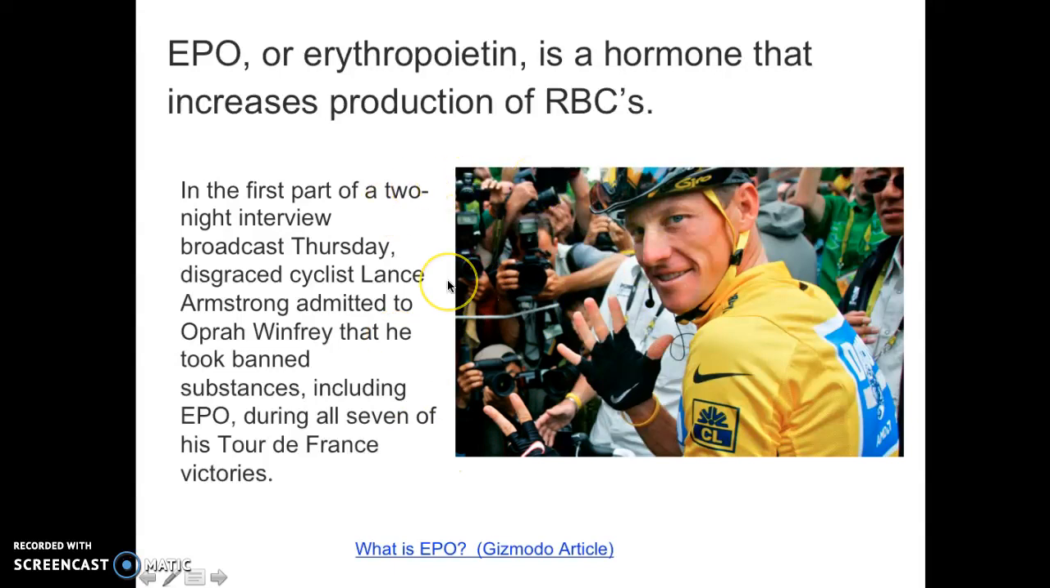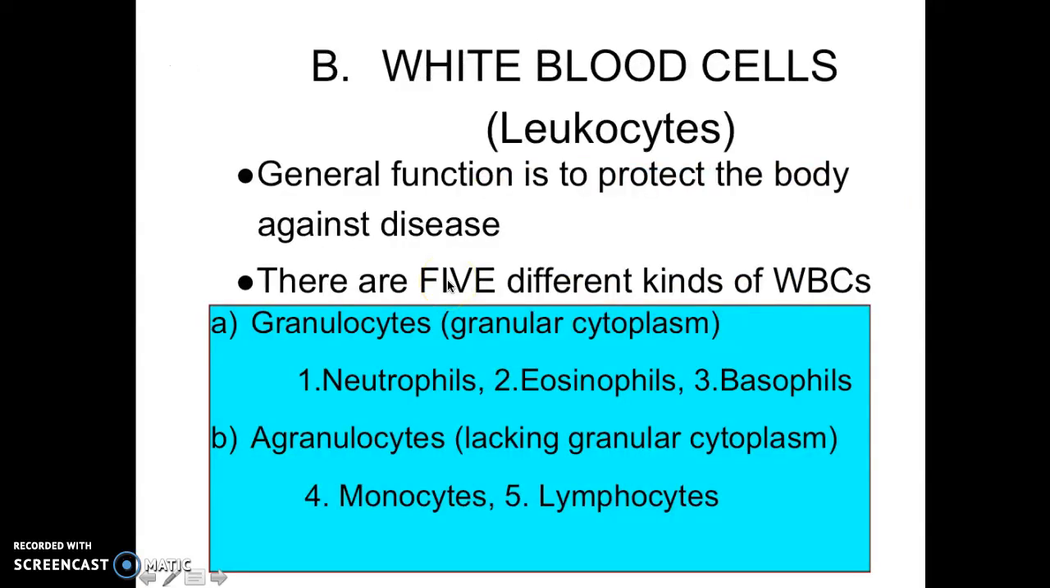Okay, so now we're at white blood cells, leukocytes. The general function is to protect the body against disease. There are 5 different kinds of white blood cells. White blood cells are split up into 2 categories, granulocytes and agranulocytes. And I'll show you what it looks like.